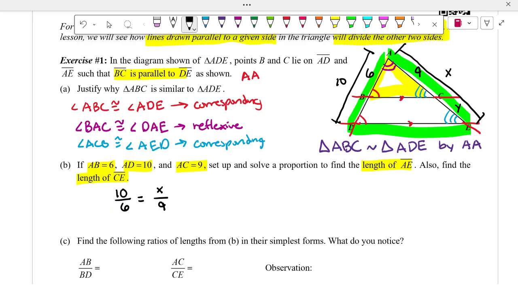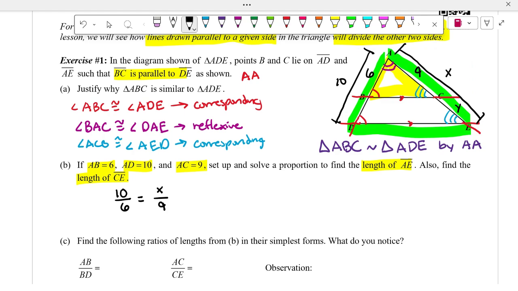If you did 9 over x, you wouldn't get the correct answer. All right? So corresponding sides have to be together. Same triangle has to be together. So check vertically and horizontally. It needs to be either corresponding same triangle or same triangle corresponding. All right?